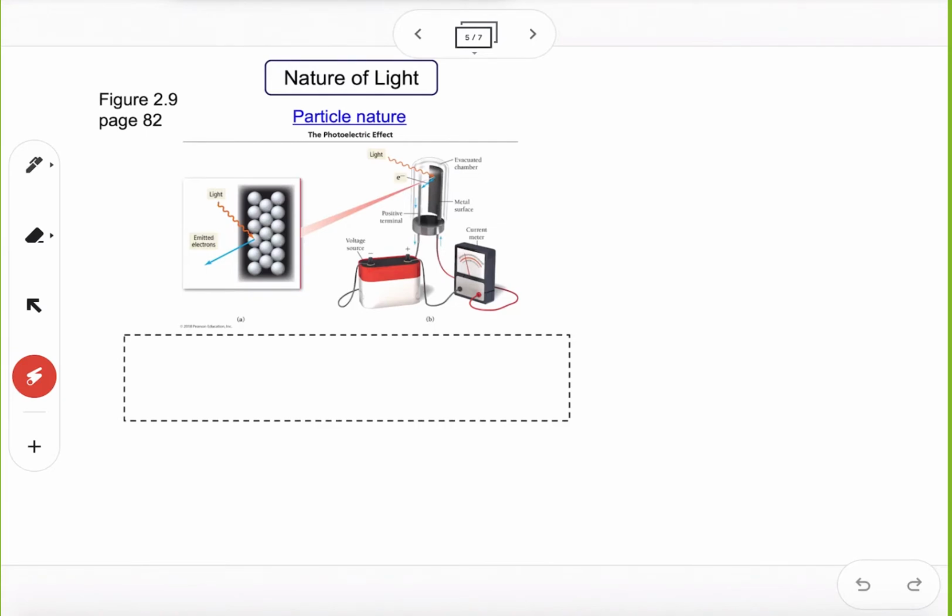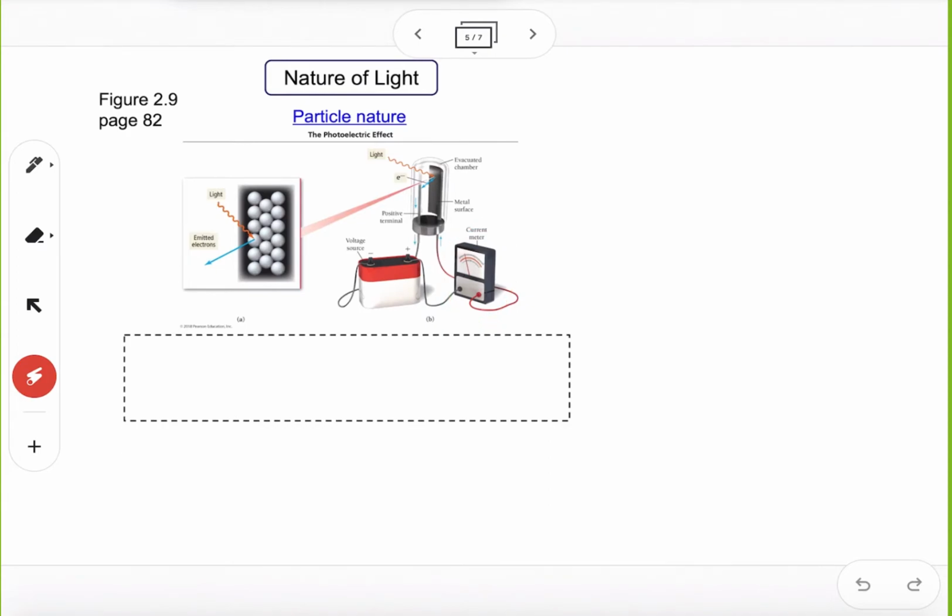Scientists did more experiments based on this observation. They did two things. The first one is they use the same light source. In the first experiment, they used a dim light beam to shoot this metal surface. In the second experiment, they used a bright light beam to shoot this metal surface. And both experiments give them the same result. That means they waited the same amount of time to see this meter give them a reading.